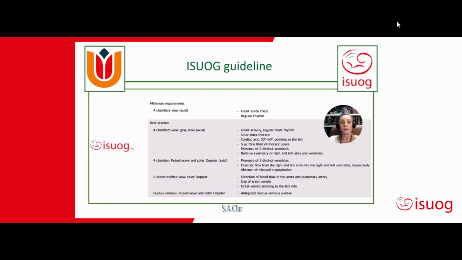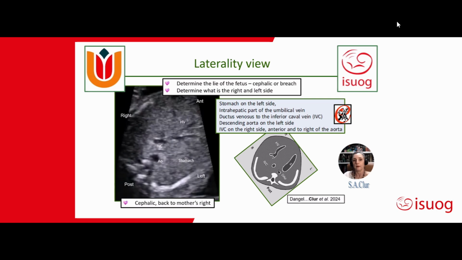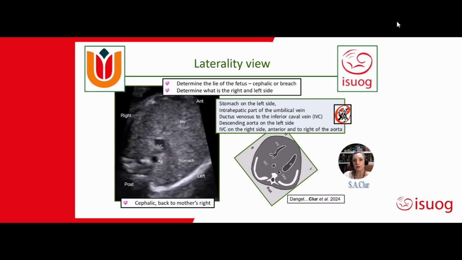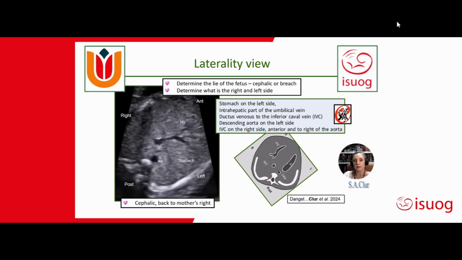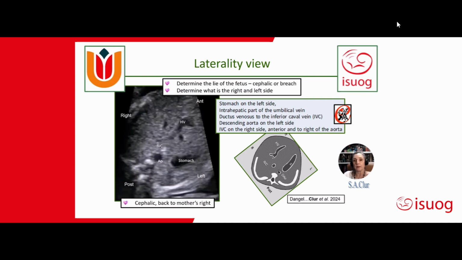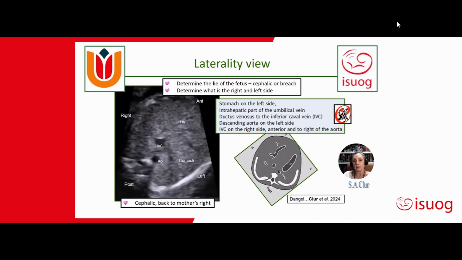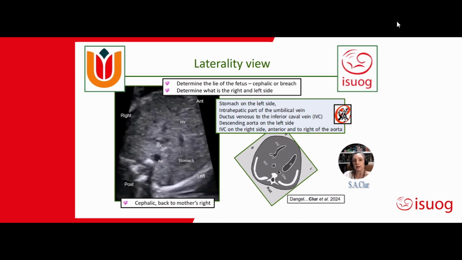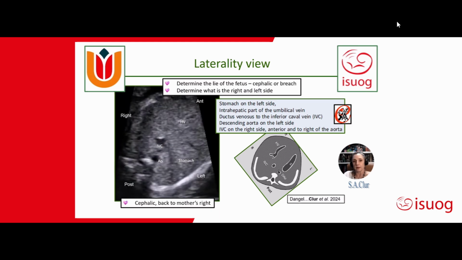First of all, I'd like to alert you to the ISUOG guideline for fetal echocardiography. Most of what I will be talking to you about in this talk falls in the best practice section of the guidelines. When starting to perform an echocardiogram, the first thing that one should do is determine the lie of the fetus. Is it cephalic or breech, or possibly lying horizontally across the maternal abdomen? Be sure that you know what is the fetus's right and what is the fetus's left side.